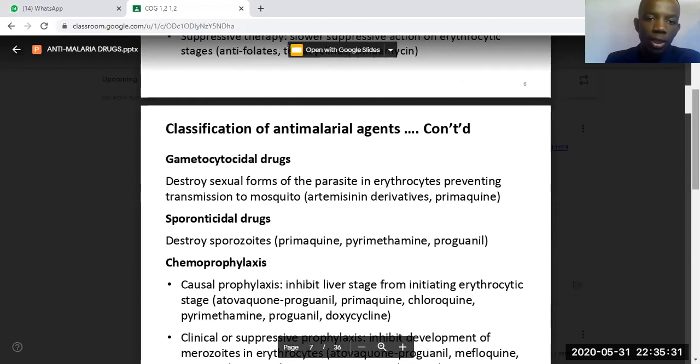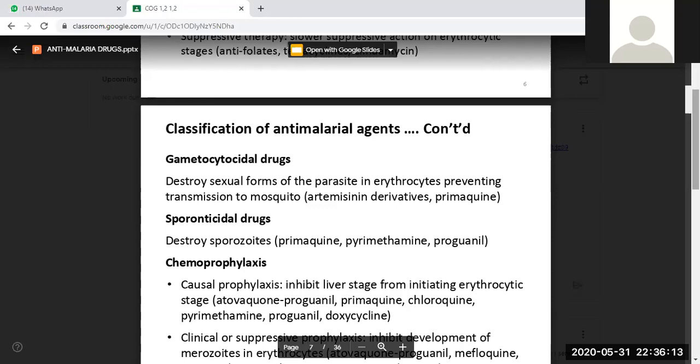Then we have the gametocidal drugs. These ones destroy the sexual forms of the parasite in the erythrocyte, preventing transmission to the mosquito. Basically, this is the last stage in the host. Remember, in the erythrocytic stage, some of the merozoites are going to mature into male and female gametocytes. So when you give these gametocidal drugs, they're going to destroy those gametes, meaning when the next mosquito comes for a blood meal, even when it bites this host, it is not going to take these gametes, meaning the life cycle has been cut short.